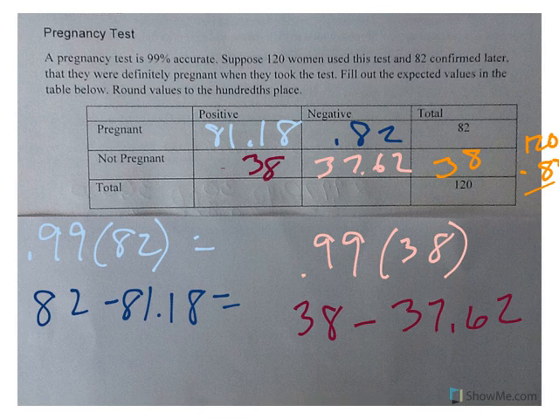So let's go ahead and add our columns. I get 81.56 and 38.44. Those two totals should add up to be 120, and by golly gee Joe, they do.